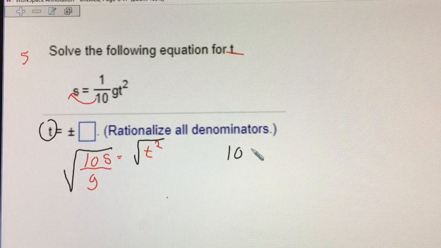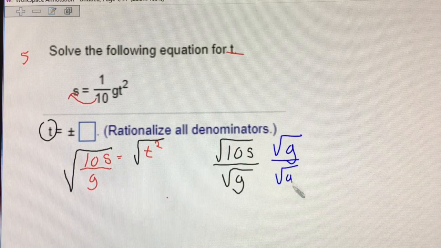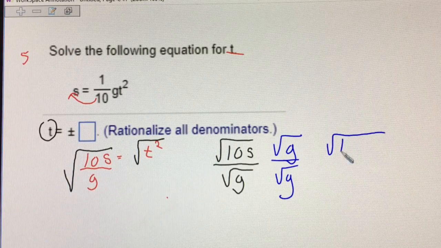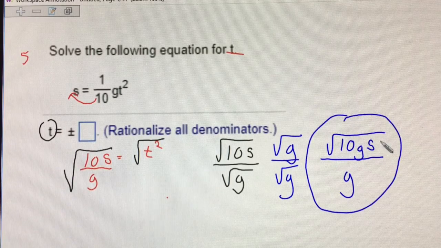Now I can rewrite this as the square root of 10s over the square root of g. And to rationalize this, I have to multiply it by the square root of g over the square root of g. Laws of radicals says that this is going to be the square root of 10gs all over g. And that's my final answer.